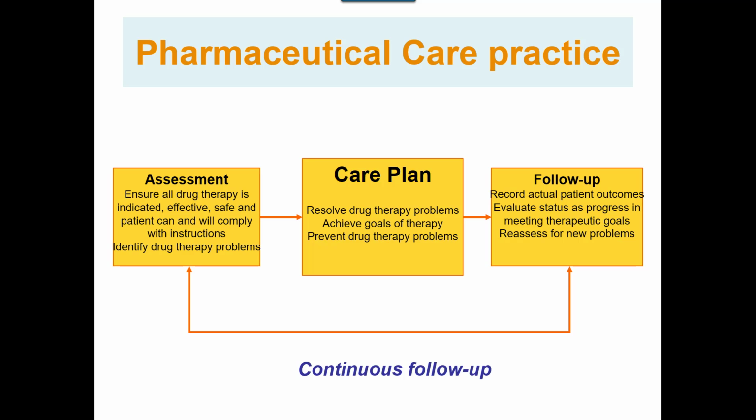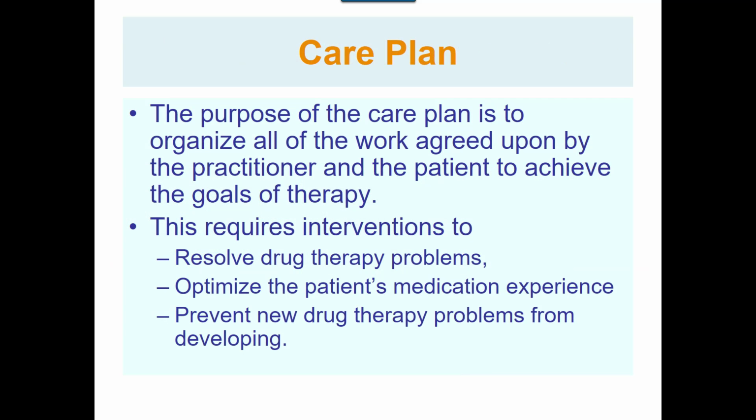The care plan is very visible to patients and other practitioners alike. The primary purpose of every care plan is to help manage and organize all of the work that you, your patient, and other practitioners will conduct in order to help your patient achieve the goals of therapy. By the way, that's the management part of the term medication therapy management. The work that is managed within your care plan involves you and your patient's interventions designed to resolve drug therapy problems, optimize your patient's medication experience, achieve the goals of therapy, and prevent new problems from arising.